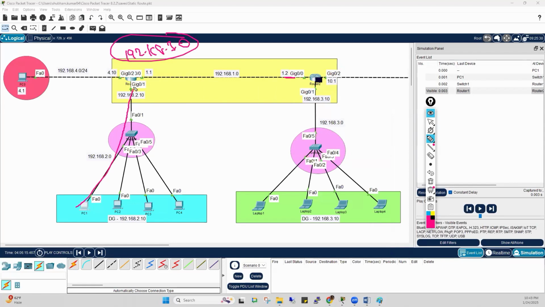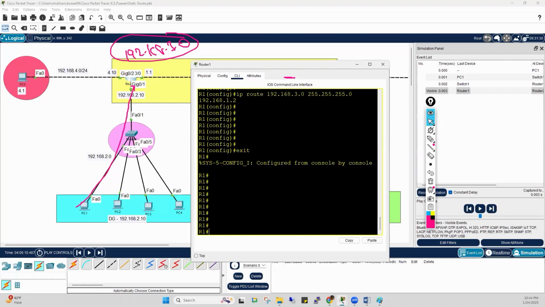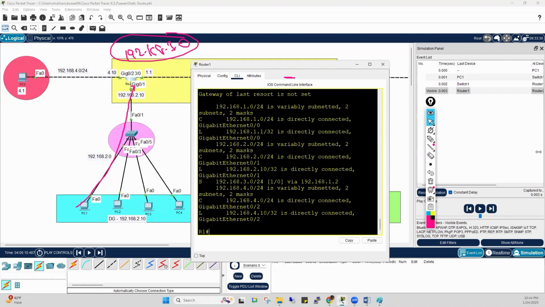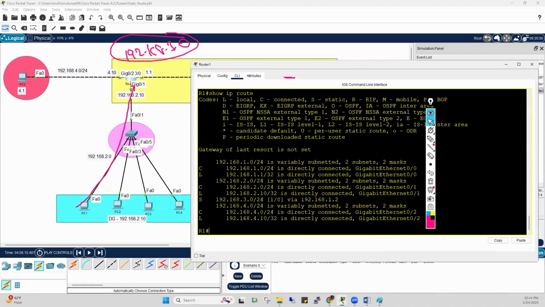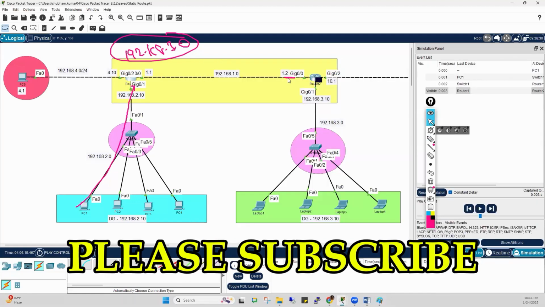So when the packet reaches here, this router checks the routing table, and inside the routing table, what I told you. On this router, check the routing table, guys. So IP route. When you check the routing table, you already provided it here. If this router receives any packet for this network, this router will forward the packet towards 1.2. Where is 1.2? This is 1.2, guys. This router forwards the packet here. Clear?